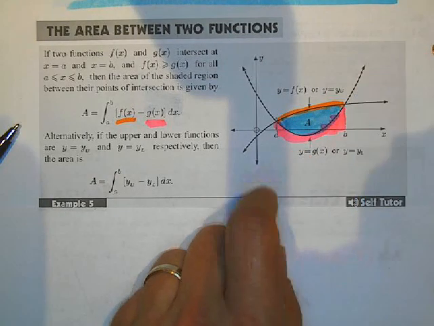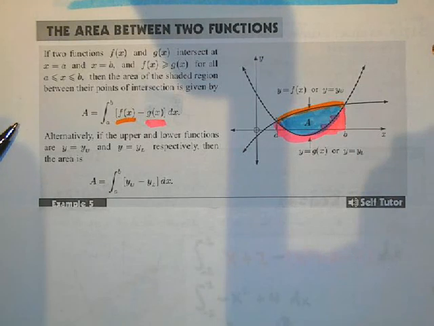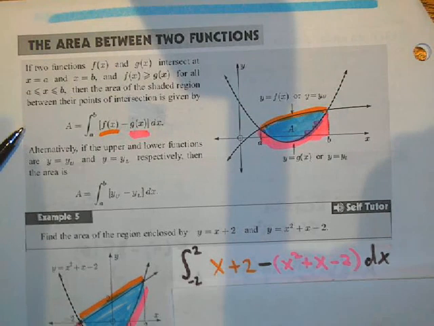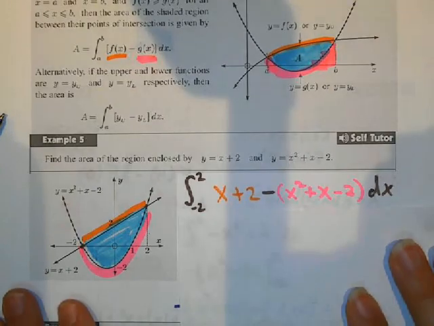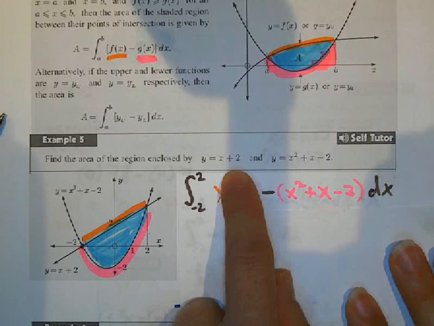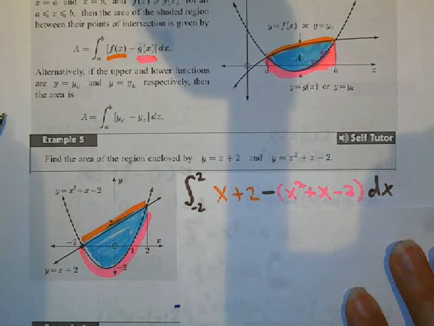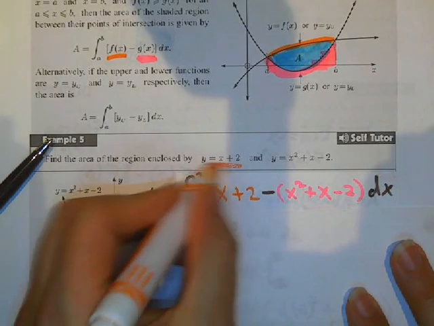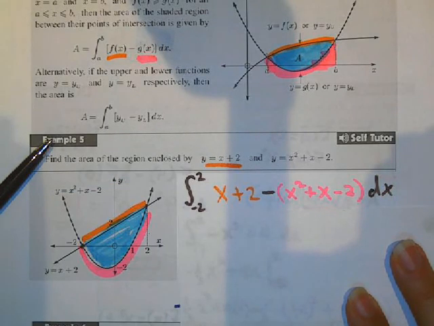Let's look at our first example. In our handout, we've got two equations. y equals x plus 2 is my orange equation, and y equals x squared plus x minus 2 is my pink equation.